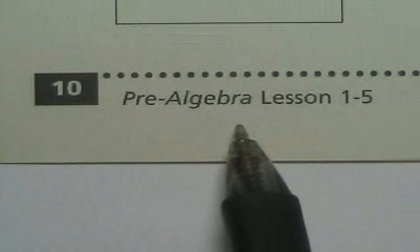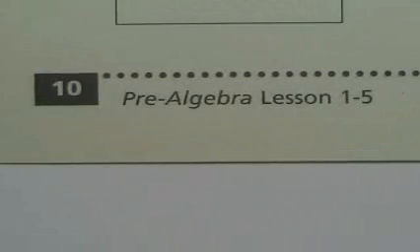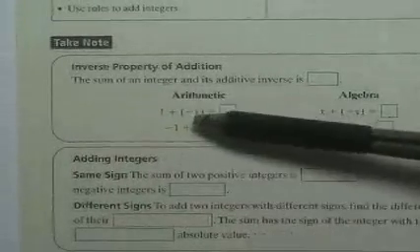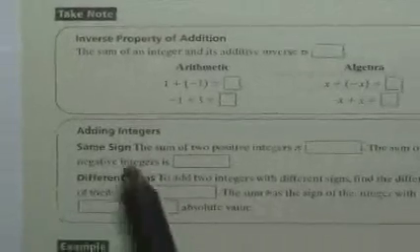Okay, this is workbook page 10. And if you notice at the top of the page, it says take note. There are 2 items for taking note. Basically, these are just definitions: the inverse property of addition, called the additive inverse, and then adding integers, if they're the same sign and if they're different signs.